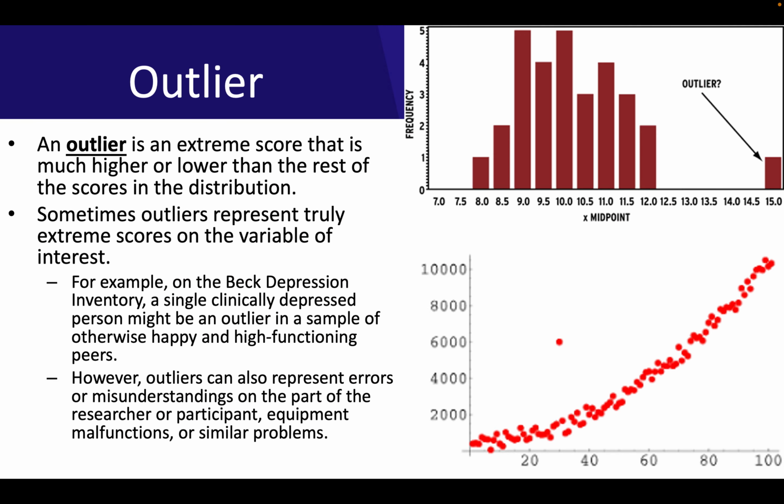An outlier is an extreme score that is much higher or lower than the rest of the scores in the distribution. Sometimes outliers represent truly extreme scores on the variable of interest. For example, on the Beck Depression Inventory, a single clinically depressed person might be an outlier in a sample of otherwise happy and high-functioning peers. However, outliers can also represent errors or misunderstandings on the part of the researcher or participant, equipment malfunctions, or similar problems. And of course, this is an outlier, and this is an outlier.